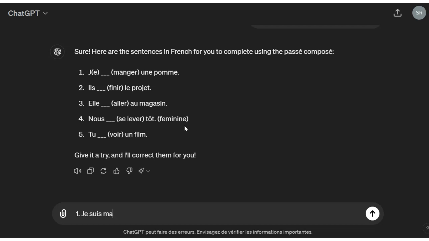And so as you can see, it's given me a fill in the blank kind of exercise. Here, something interesting I noticed was that in the first sentence, the E is in brackets as if it's optional. I'm not sure, maybe because of the apostrophe. But anyway.